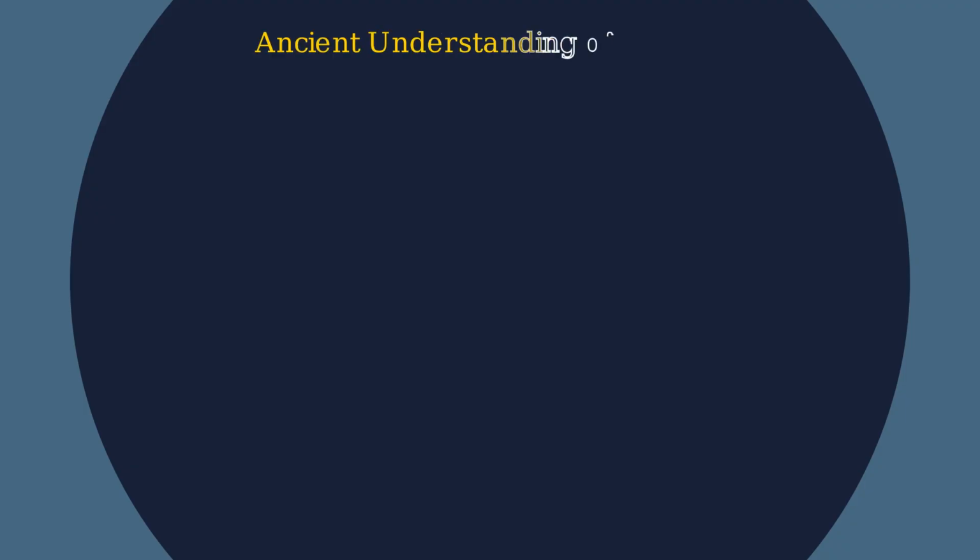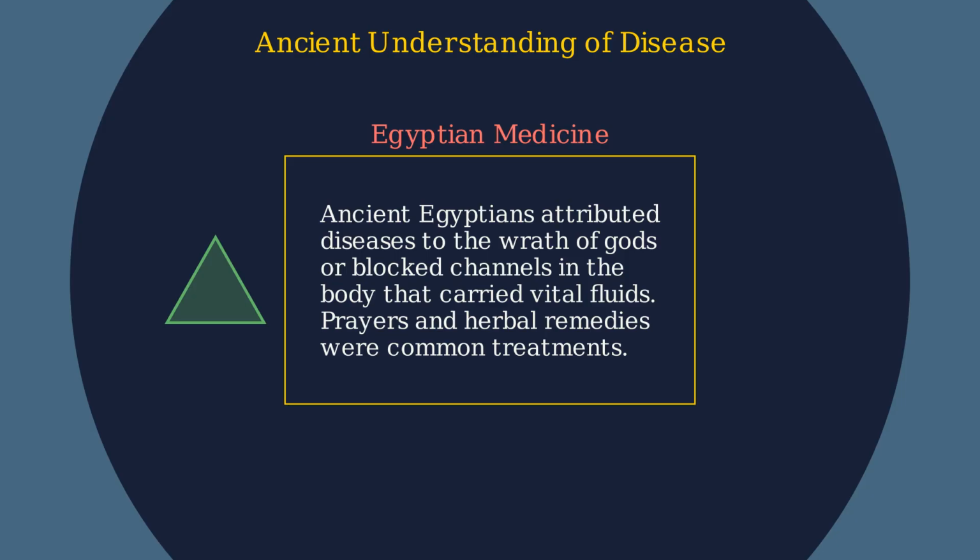Long before microbes were discovered, ancient civilizations developed theories about the causes and treatments of disease. Ancient Egyptians believed diseases were caused by divine punishment or blocked channels in the body that carried vital fluids. They treated illness with prayers to the gods and herbal remedies.